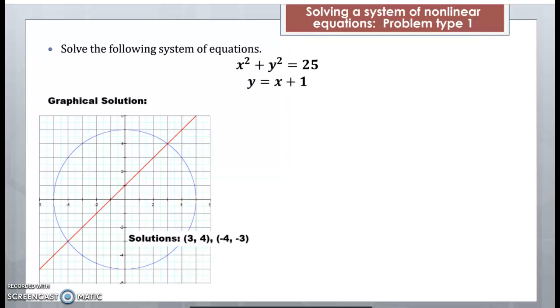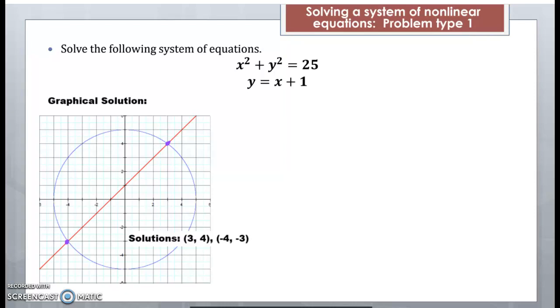So I can go ahead and graph that. The next one is a line with a y-intercept of 1 and a slope of 1, so I go ahead and graph that. Now, where these two equations intersect are my solutions. And according to this graph, they're at (3, 4) and (-4, -3).